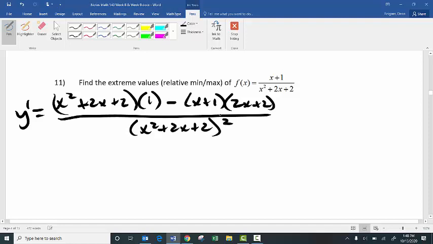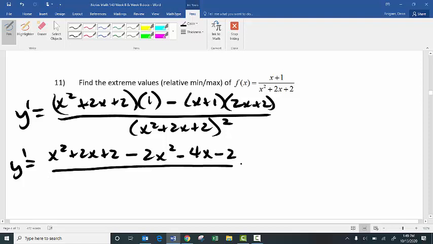Okay? So now when you simplify, you multiply all this out. That's the only way you can do it. And then multiply the top out. Make sure you move this negative sign through all of them. So you're going to have a -4x here when you move the negative sign. And then you're going to have a -2 there. All over the bottom guy squared.